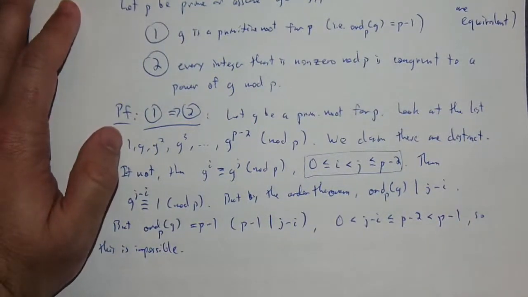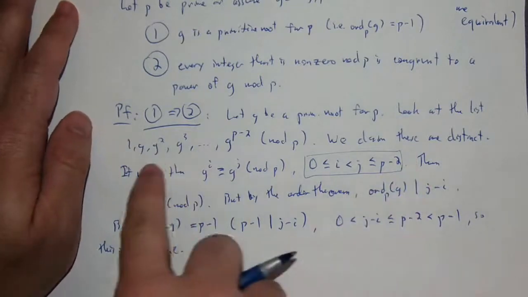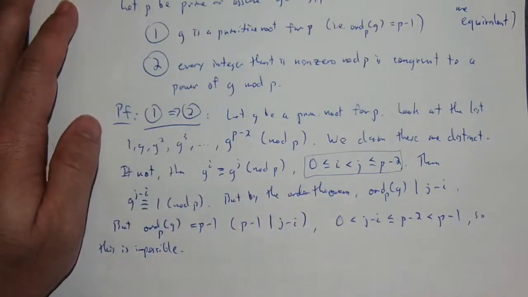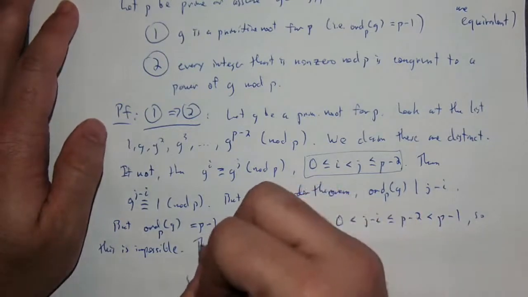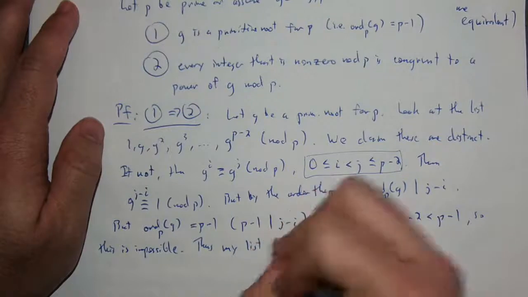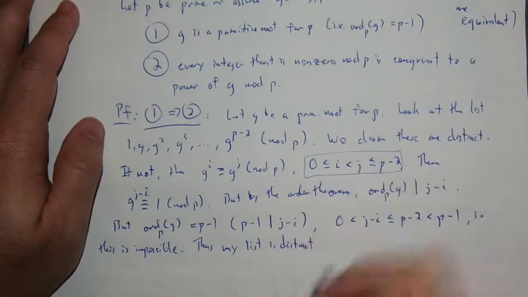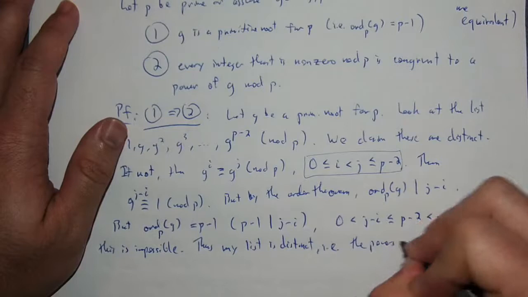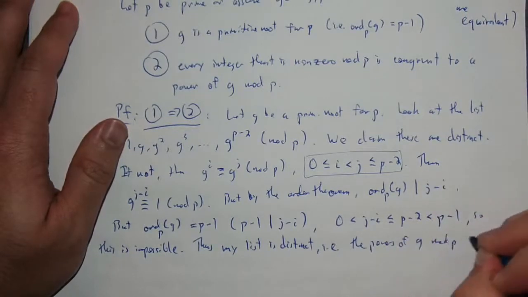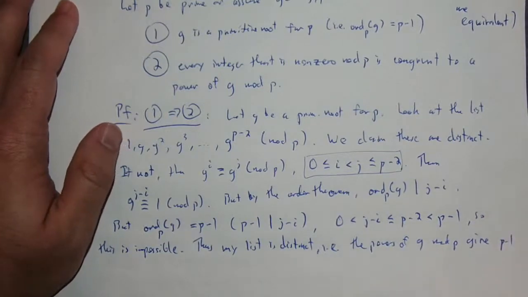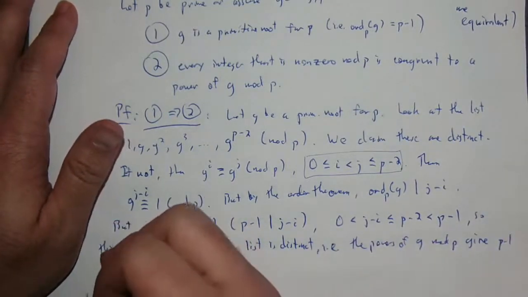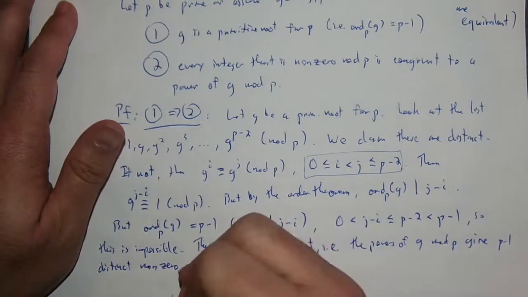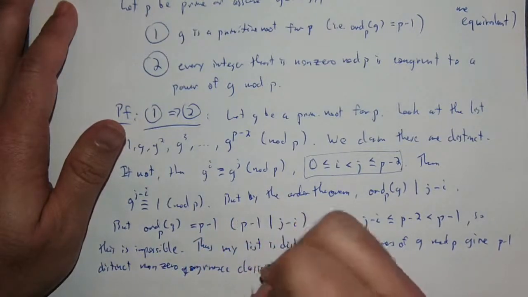All right, then tracing back through this, what's the problem here? Well, that means that these are distinct, because otherwise two of these things in the list would match up, and that's bad for this reason. Thus, the elements in my list are distinct, i.e., the powers of G mod P give P minus 1 distinct non-zero congruence classes mod P.